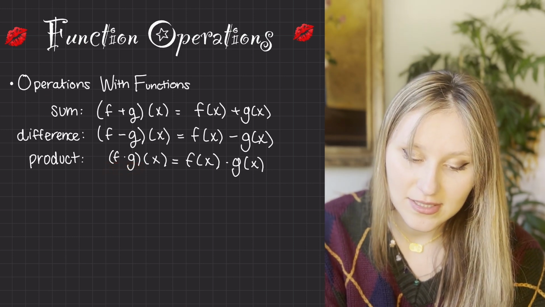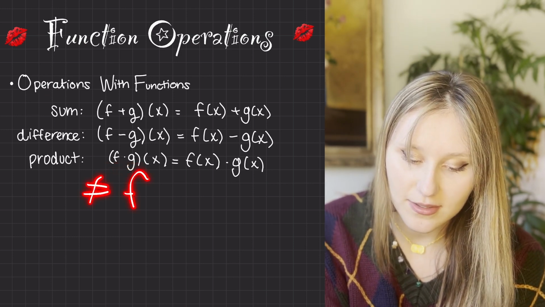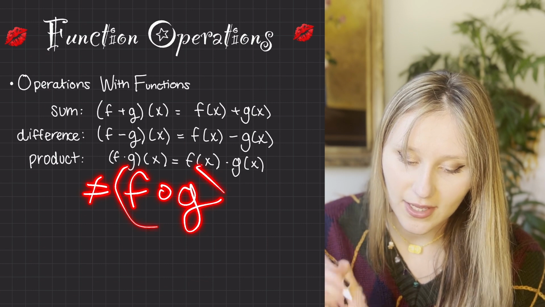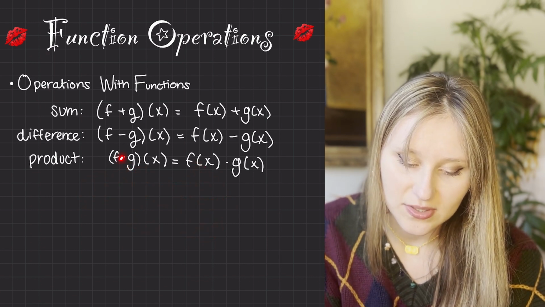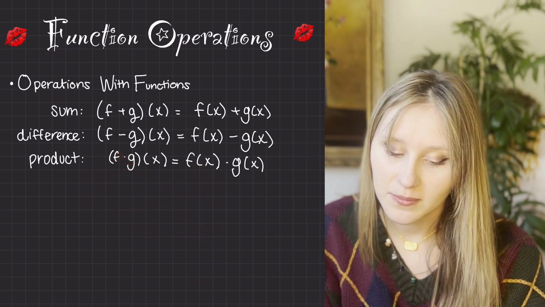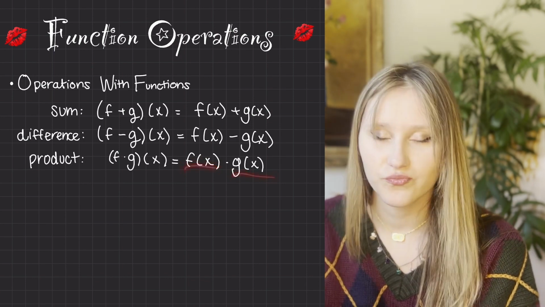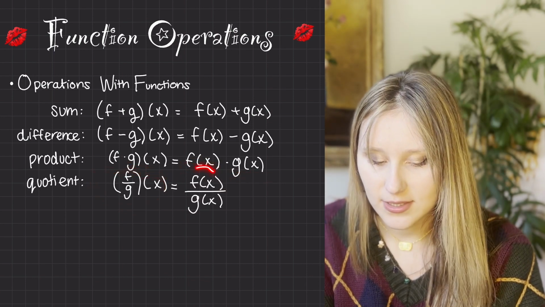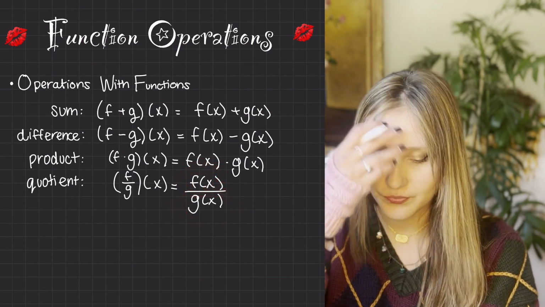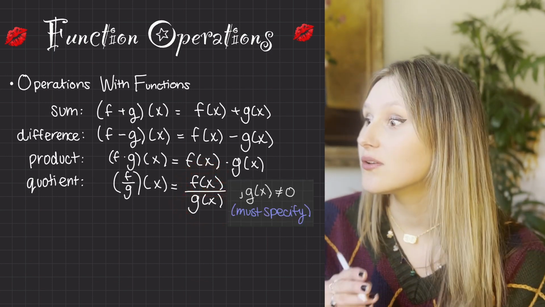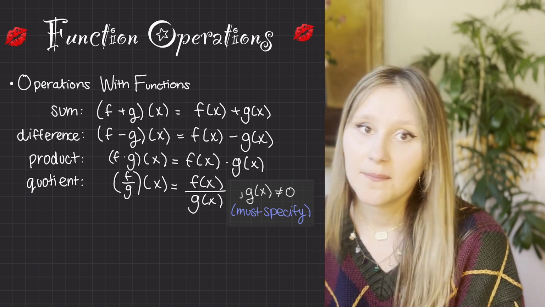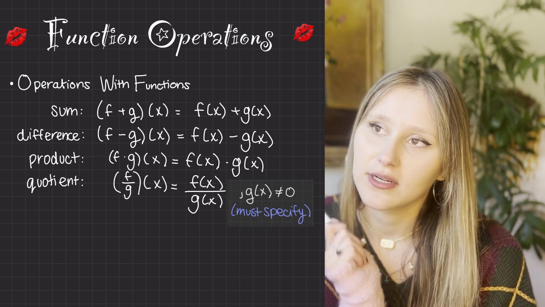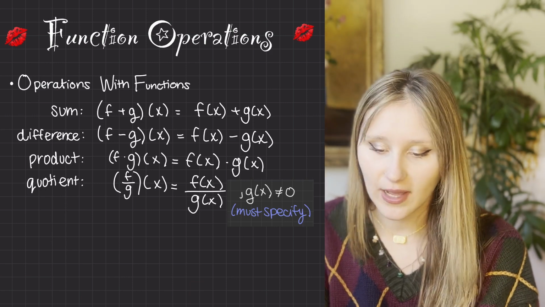Note that this is not the same as f dot g of x. This is times, so note that. That would mean f of x times g of x. Quotient, we have f over g of x. That's f of x over g of x. Have to make sure that g of x is never 0, though. Why is that? Because the denominator can never be equal to 0. That's just a fact of the matter.